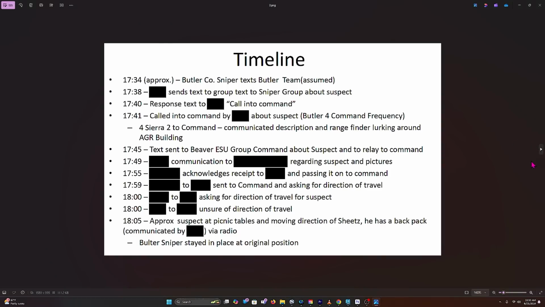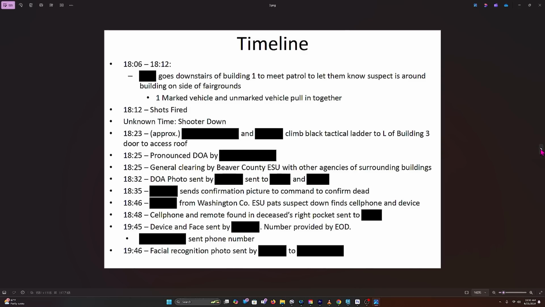All right, let's keep moving through these. And then at 6:06 to 6:12, an individual goes downstairs of building 1 to meet patrol. So one of the snipers went downstairs to meet patrol to let them know the suspect is around the building on the side of the fairgrounds.